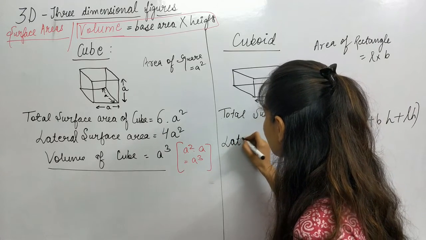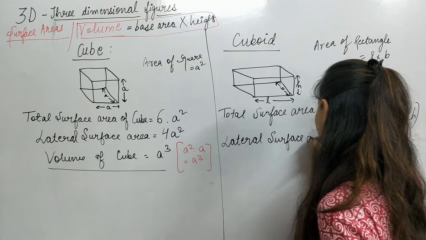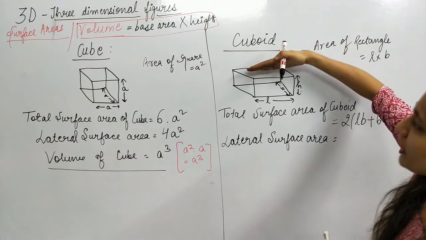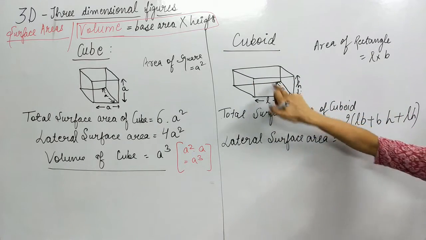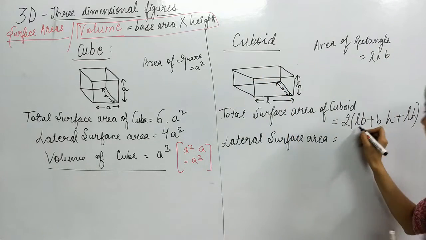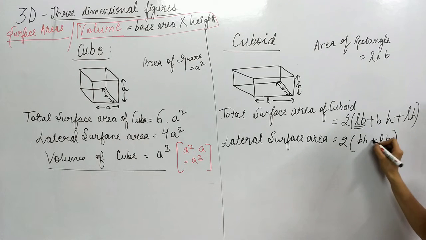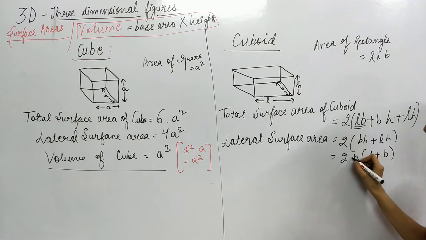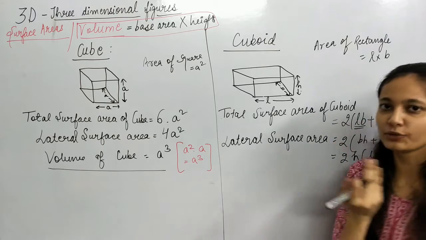What will be the lateral surface area? Means all the sides. Lateral surface area means we will not take the top and the bottom. The bottom has length into breadth and the same top has length into breadth. So we will not take length into breadth. What we will take? We will take BH plus LH. Okay. From here we take H common and we get L plus B. So this is the lateral surface area of cuboid, all the 4 sides' area.